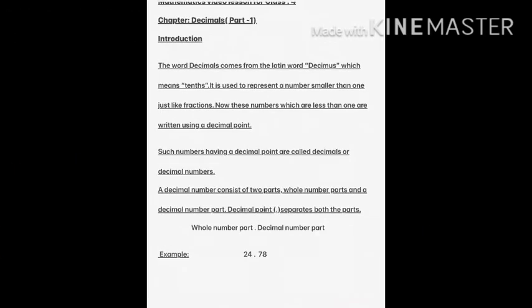Hello students, today we'll learn about decimals. Okay, a new topic, decimals, for class 4 students. So here let me give you the introduction of decimals.